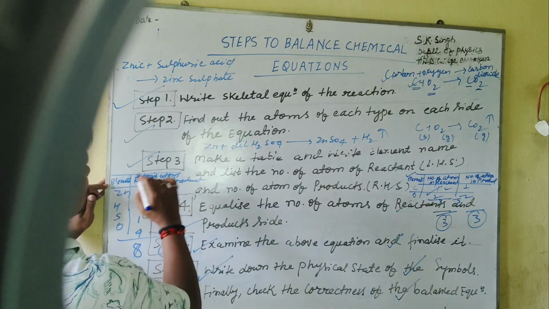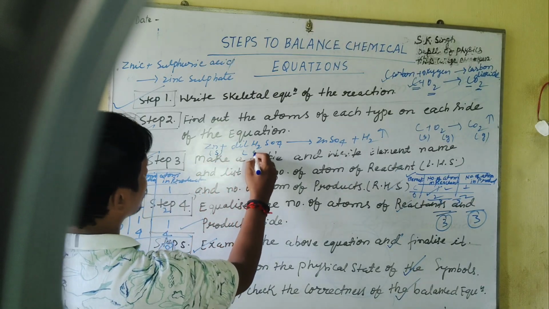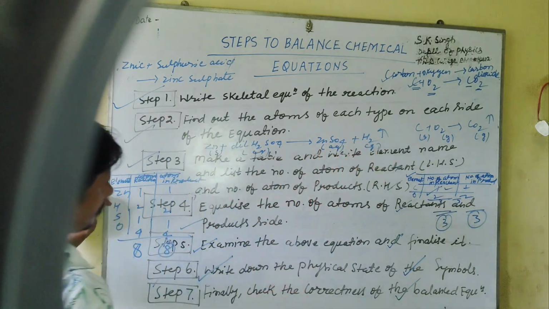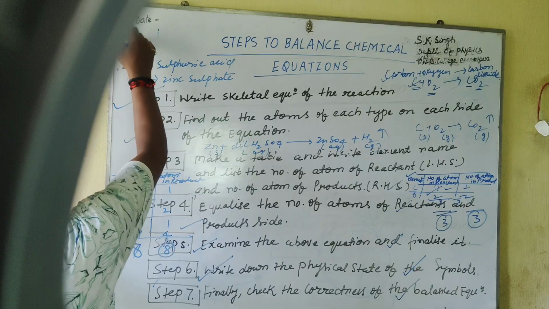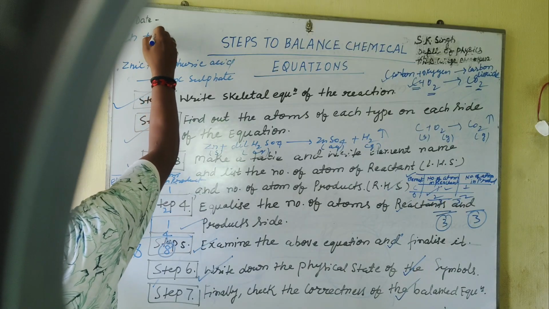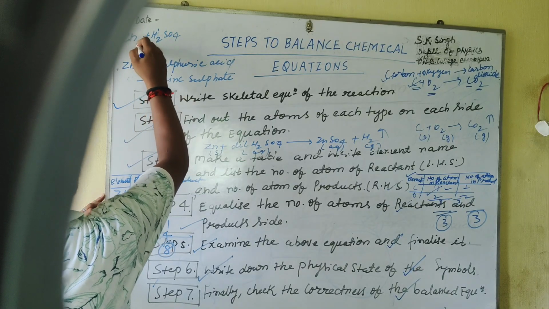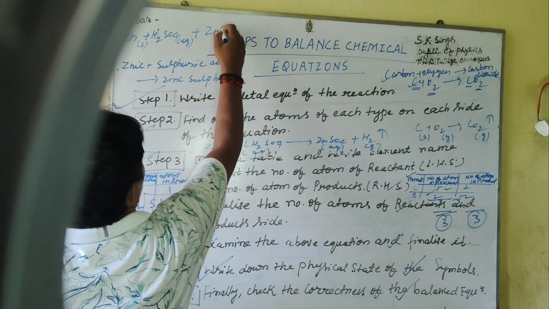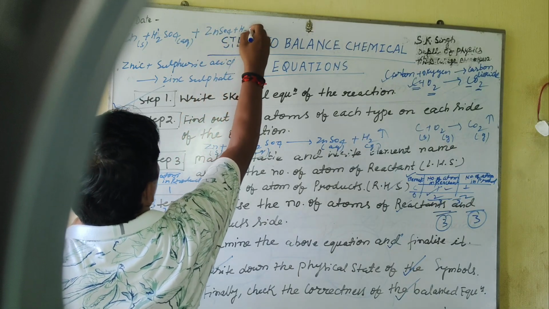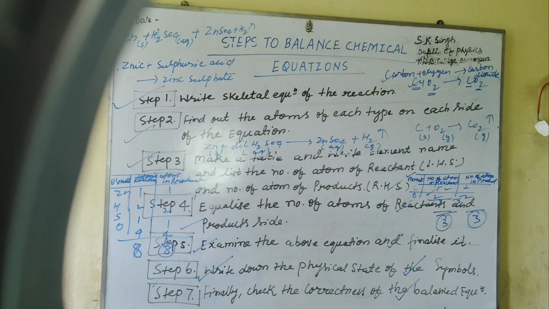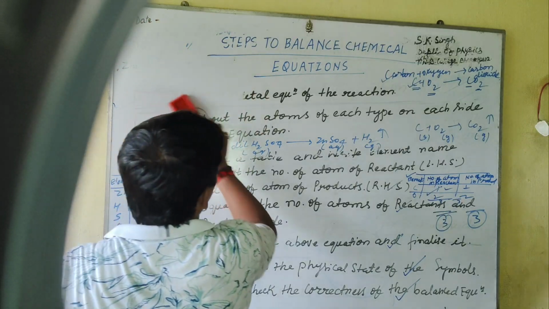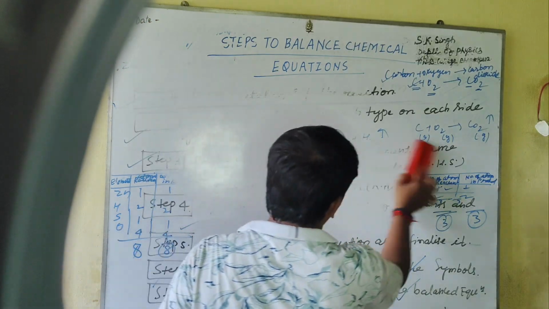Write down the physical states: aqueous form, aqueous, and this is gaseous. Then write down the final balanced equation, that is Zn solid plus H2SO4 aqueous gives ZnSO4 plus H2. This is all about the steps to balance a chemical equation. We will take a few examples also. Right now, I am going to teach you with a few examples.